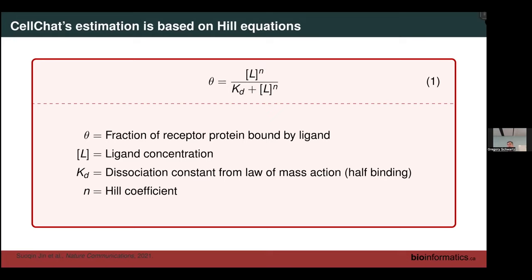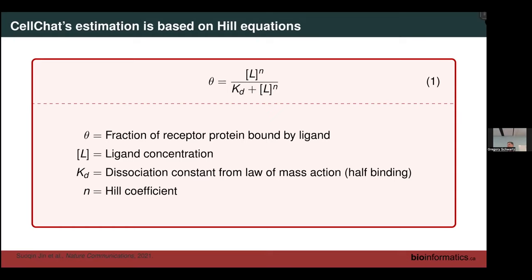If it's less than one, basically that means that when the ligand is bound to a receptor, it is less likely to bind to more ligands. A receptor is less likely to bind to more ligands, and vice versa. If it's greater than one, that means that if it's bound by a ligand, it's more likely to be bound by more ligands. CellChat just sets this to one, so I'm not going to be really talking about it.